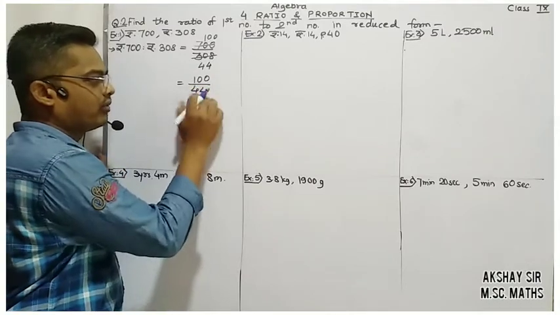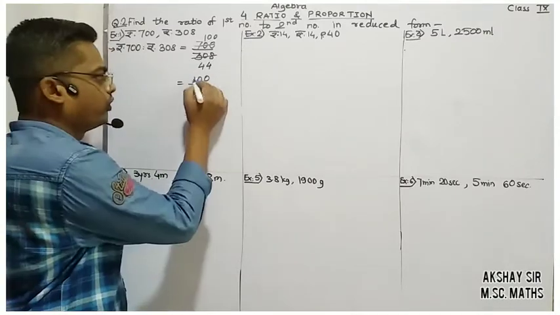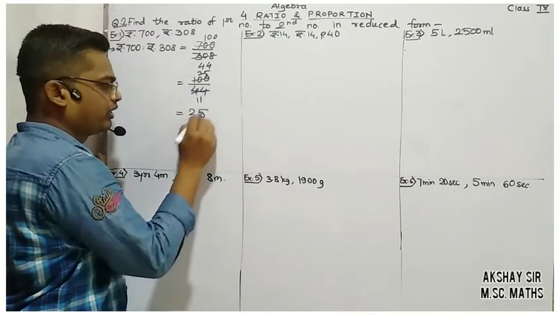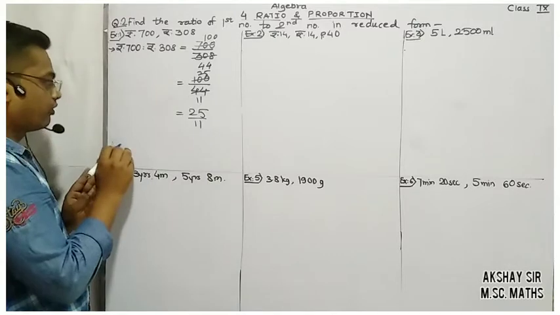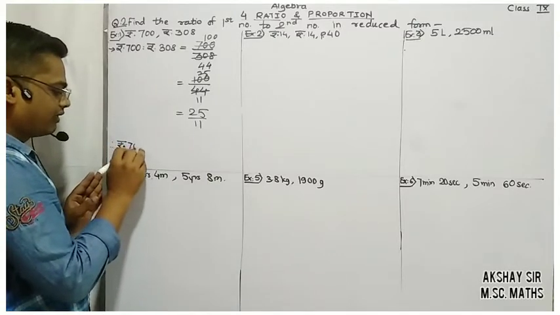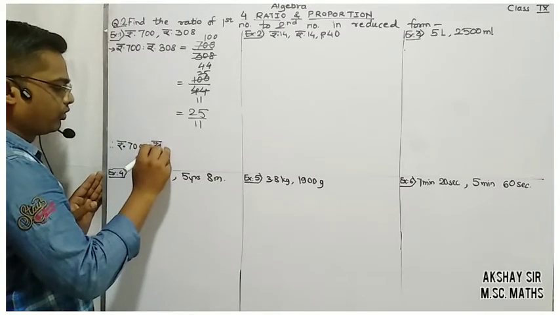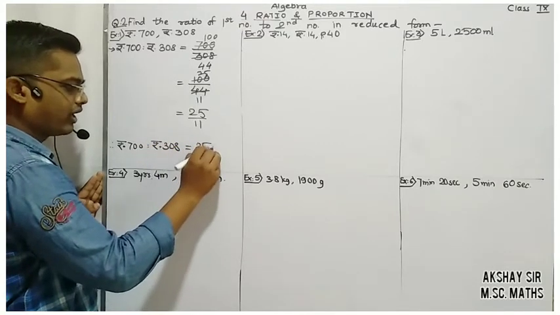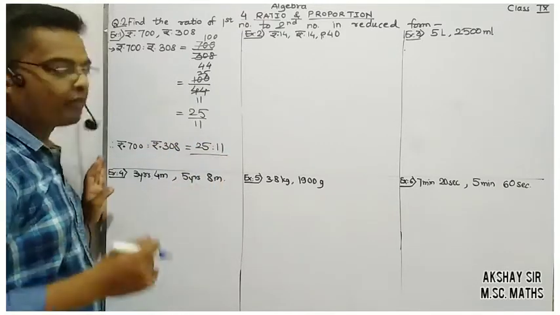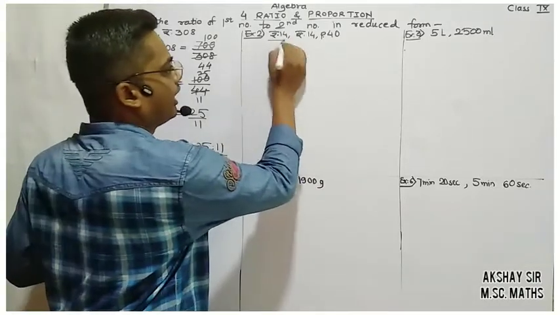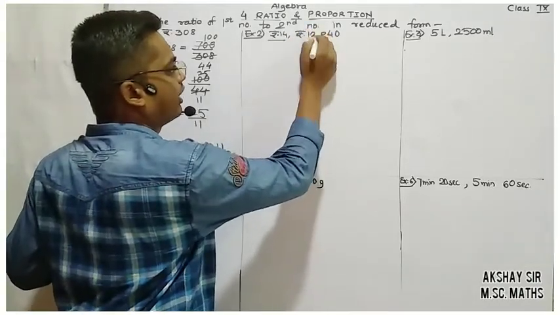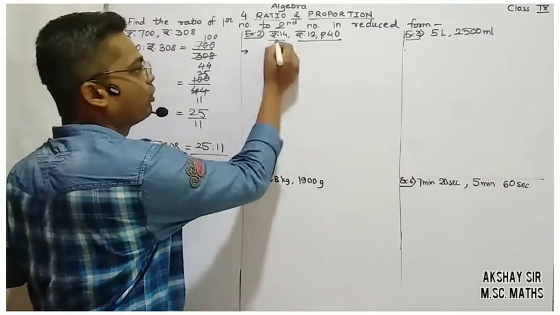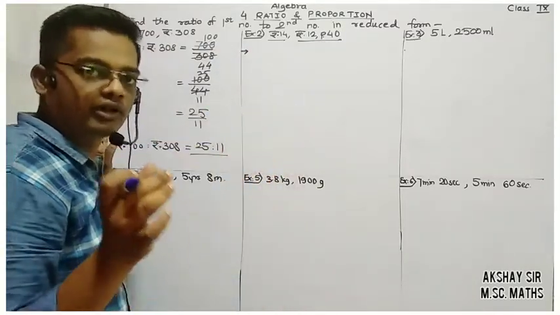Again both are divisible by 4. 4 twenty-fives are 100 and 4 elevens are 44. So this will be 25 upon 11, and therefore the final answer will be rupees 700 as to rupees 308 is equal to 25 as to 11. So this is the reduced form. Next one, rupees 14 and rupees 12 40 paisa.